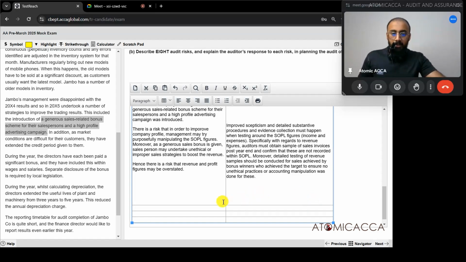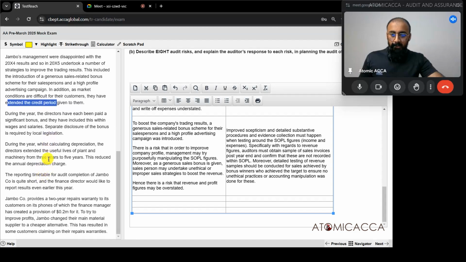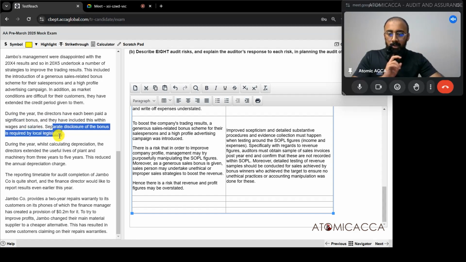Okay, so we're done with that point. We didn't talk anything about that bad debt part. We'll keep it for later. Let's see the remaining paragraph. So we're done with 5. We need 3 more. During the year, directors have each been paid a significant bonus, and they have included this within wages and salary. Separate disclosure of bonus is required by local legislation.